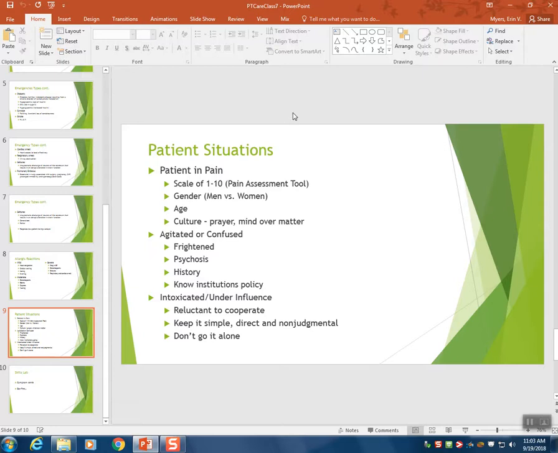Another patient situation you should be aware of are agitated and confused patients. They may be frightened, and they may be experiencing some sort of psychosis. They may have a known history of being agitated and or confused. Has anyone ever dealt with a patient who has dementia and you've experienced sundowners?